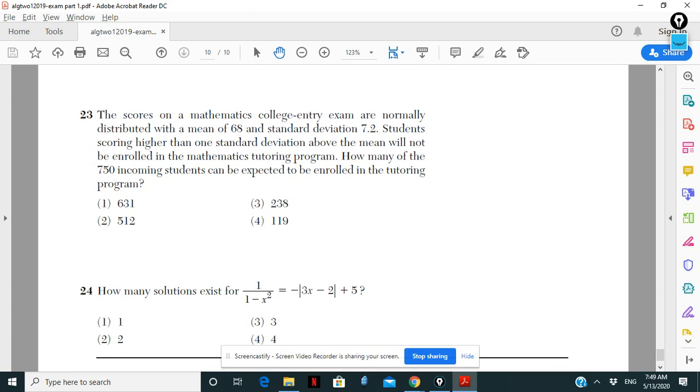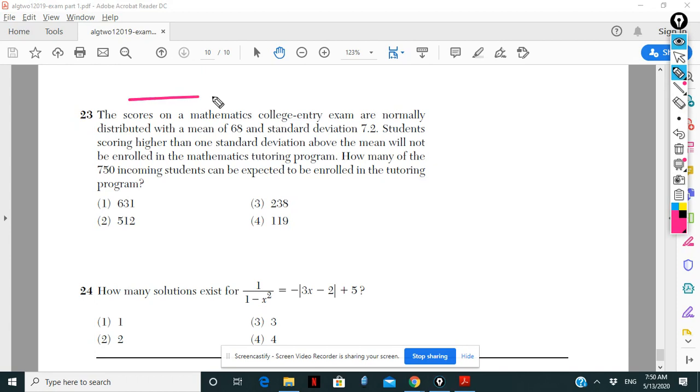The scores on a mathematics college entry exam are normally distributed with a mean of 68 and a standard deviation of 4.72. Students who score higher than one standard deviation above the mean will not be enrolled in the mathematics tutoring program. How many of the 750 incoming students can be expected to be enrolled in the program?